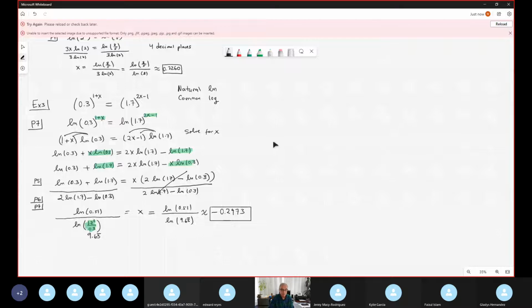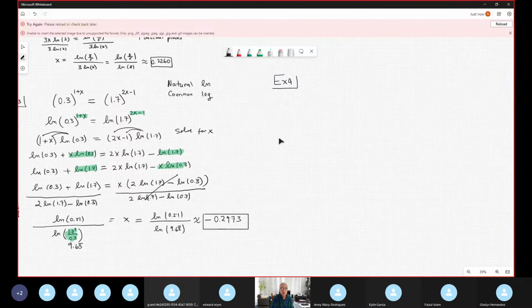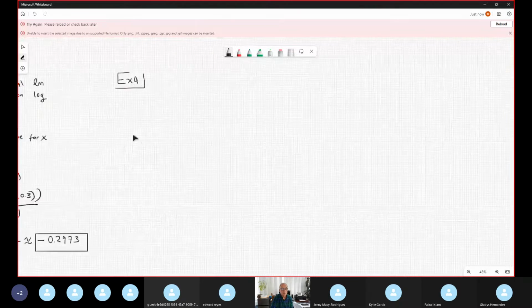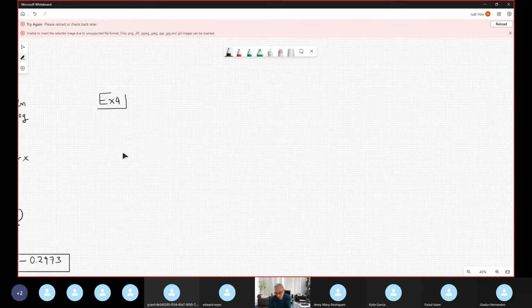Let's see example 4. Example 4 is a little bit different. It's another exponential equation, but a little bit tricky. It's 4 to the x minus 10 times 4 to the minus x equal 3.